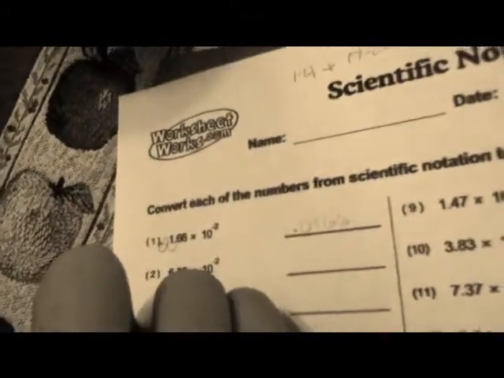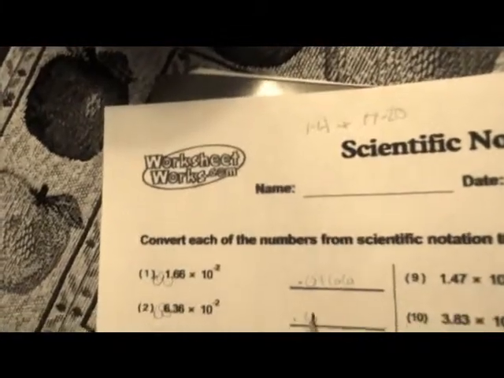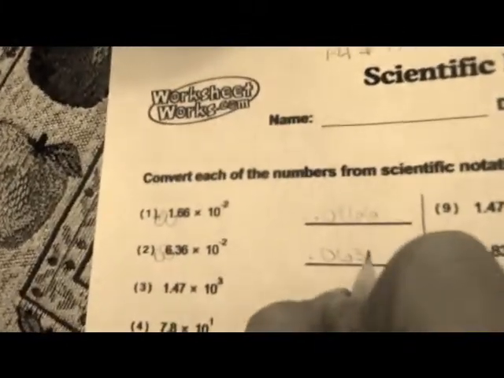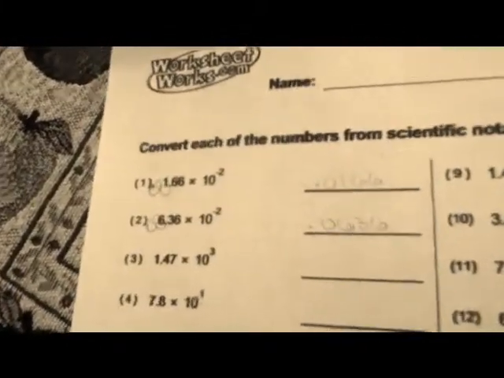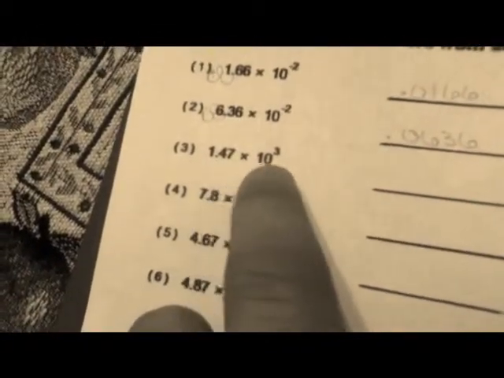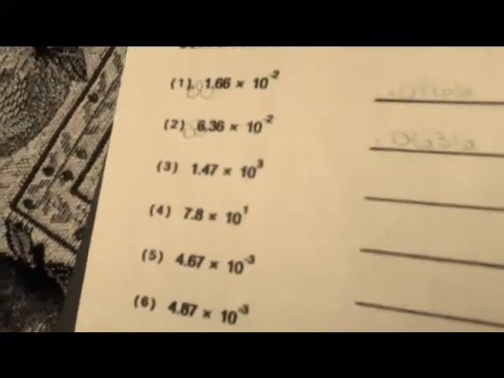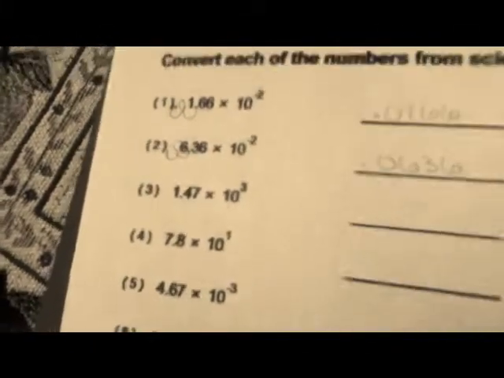What you do is you take 6.36 and move the decimal place over two spots. Correct. And now for a regular one, what you do is you take the point and you move it over three spots. So it's going to be 1, 2, 3. So it's going to end up being 1,470.